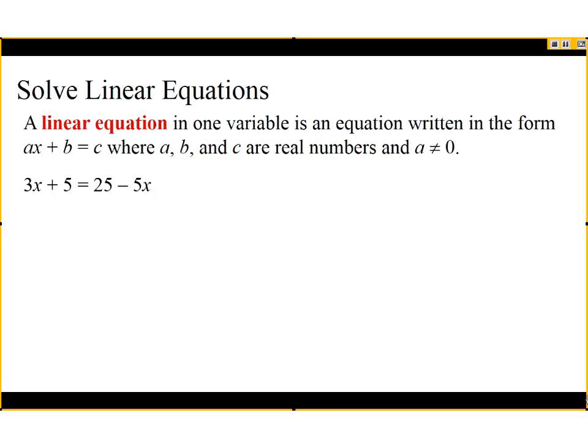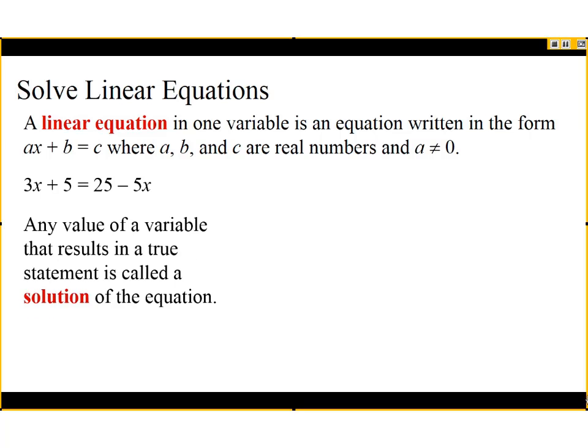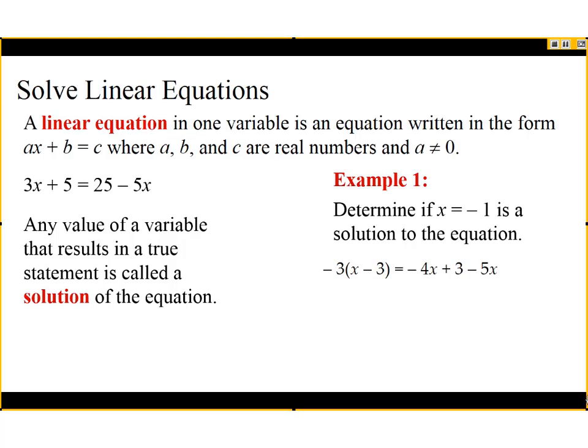All right, so we have 3x plus 5 is equal to 25 minus 5x. Take a look at this example. This is an example of a linear equation. Linear means we don't have any square anywhere. We don't have x to the power of 2 or x to the power of 3. The power of a variable x is 1. That's what we call a linear equation. Any value of a variable that results in a true statement is called the solution. So if you can pick a number that makes this a true statement, that would be the solution. That's what we're working on.